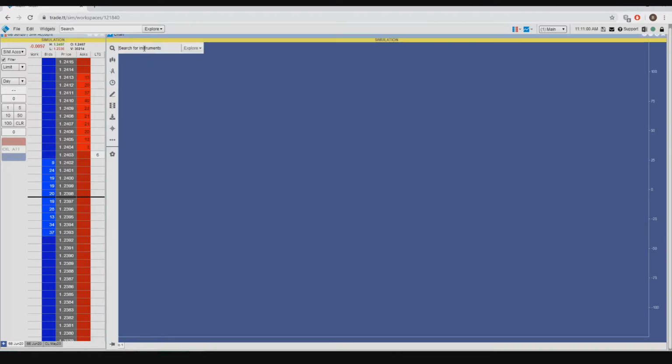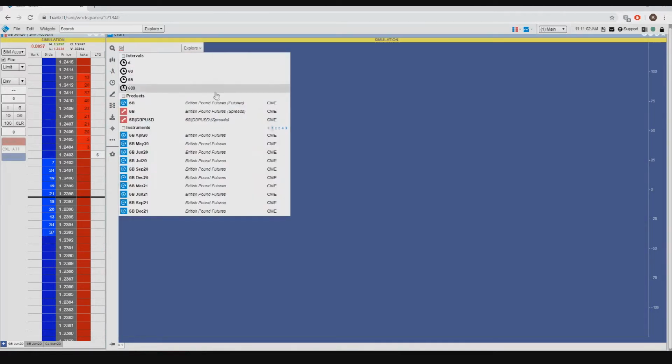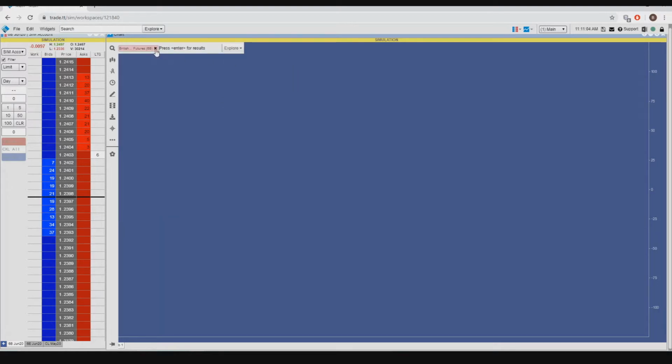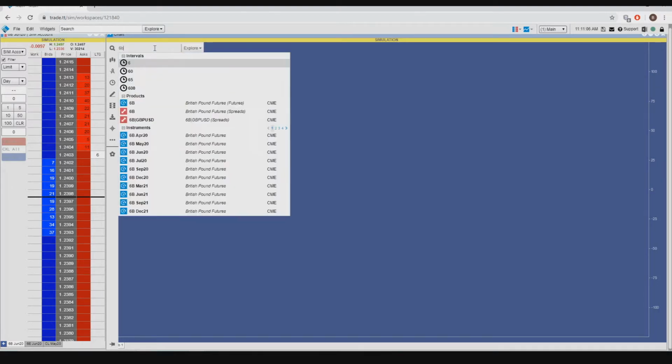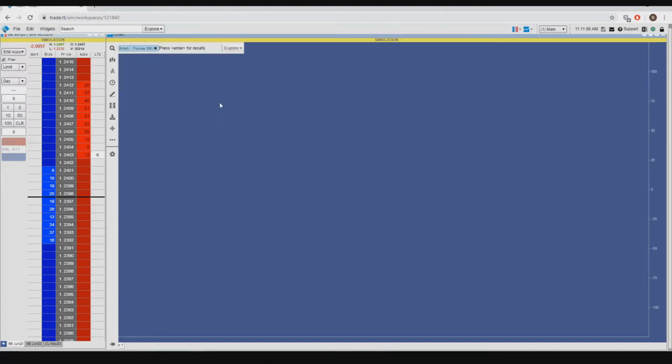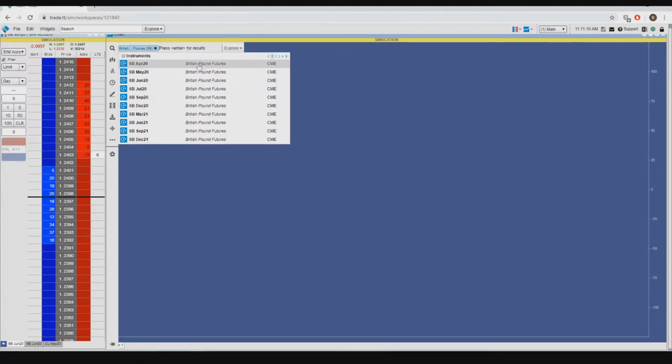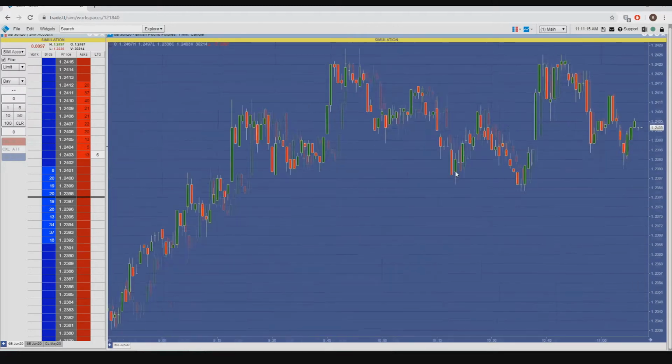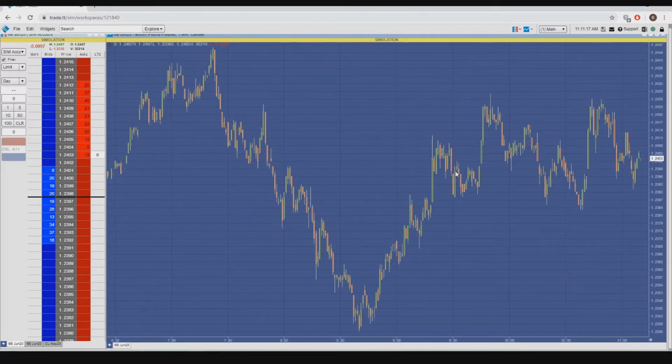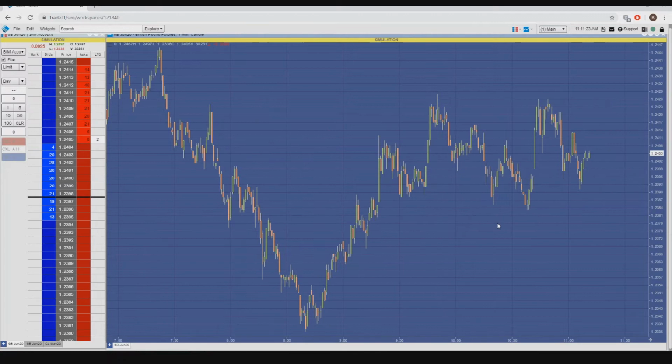So I'm going to open up the chart for cable, the Great British Pound versus US dollar futures. We're going to go to the June contract because the currencies are traded quarterly. Hence, obviously, the VIP group, what we spoke about with the quarters and the expirations.